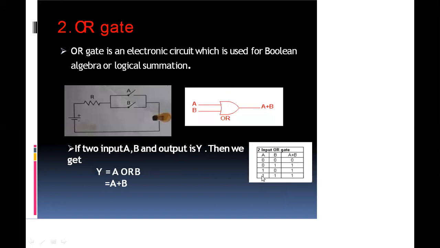Our second basic gate is the OR gate, and for the OR gate if any one of the inputs is one, then we get the result one. The background thinking here is that if any of the switches is on, then the bulb is lit. If any of the inputs is one, then the output result is one.